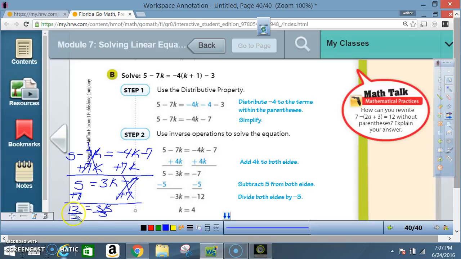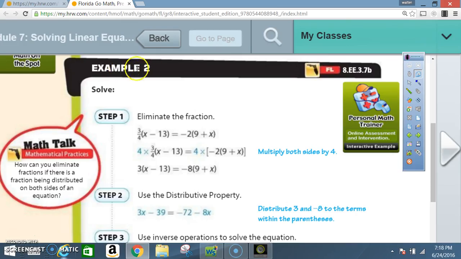Okay, so now what's 12 divided by 3? 4. And then what's 3k divided by 3? It's just k. So you get the same answer both ways. Example 2.